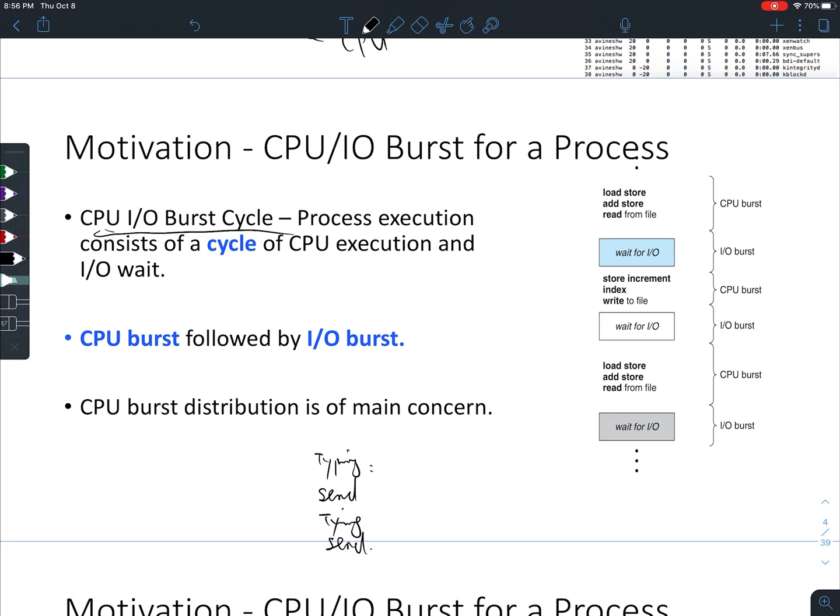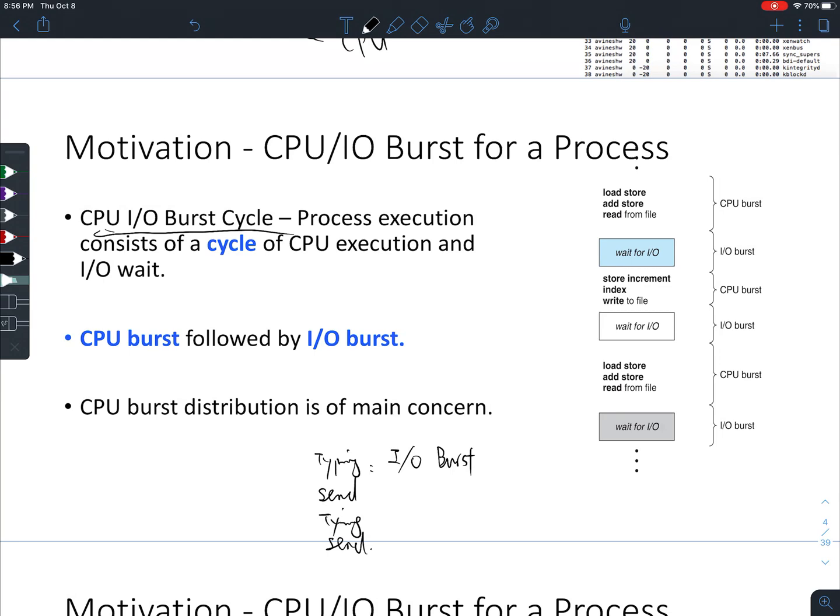Okay, so this is like the cycle. At the time when you are typing in your words, or typing your texts, at this time your CPU does not need to run at all. Only the keyboard is responsible for accepting your inputs. So at this time we call it an I/O burst, meaning that during this time all of the work is input and output.